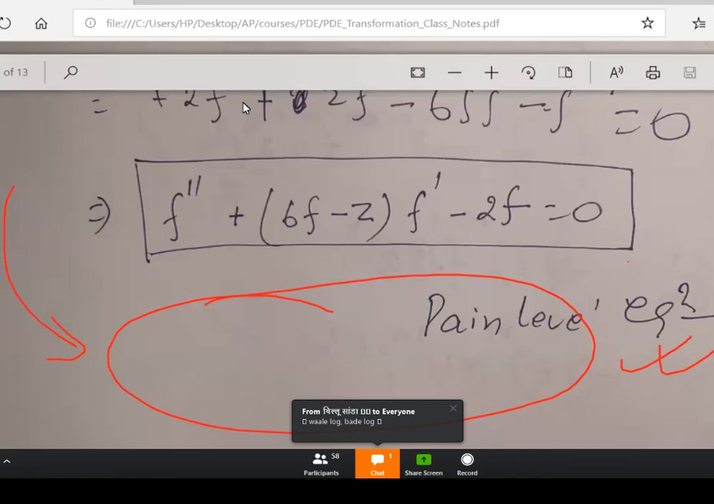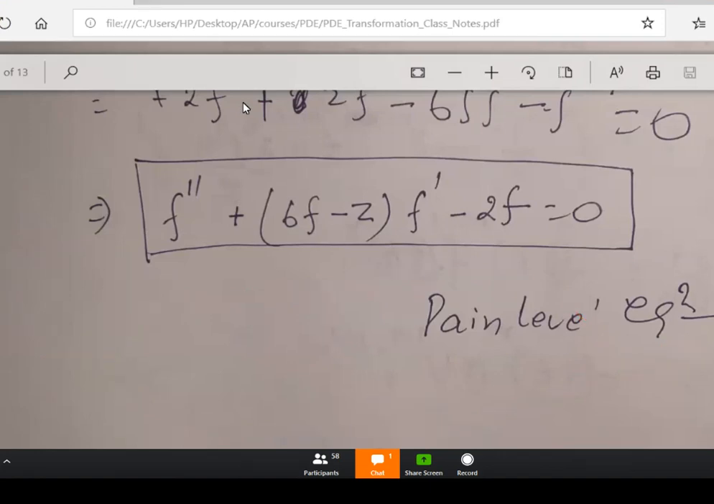So now we are going to see again a different way to get the solution of a partial differential equation.